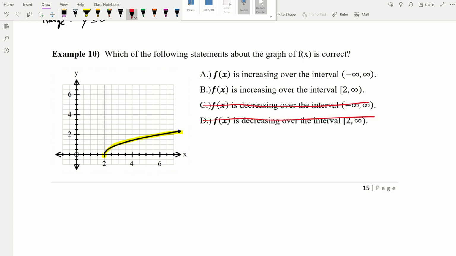A is saying that the function f of x is increasing over the interval from negative infinity to infinity. Well, negative infinity is over here, and the graph doesn't even exist. It doesn't exist until we get to 2. So this is incorrect. B says that f of x is increasing over the interval from 2 to infinity. Well, again, it starts at 2, it goes up forever to the right. That's our answer.